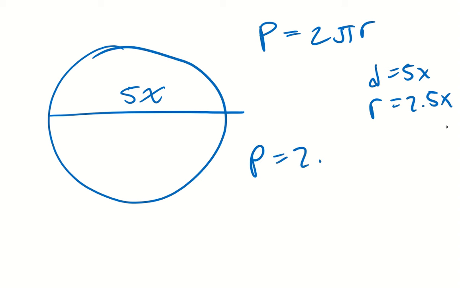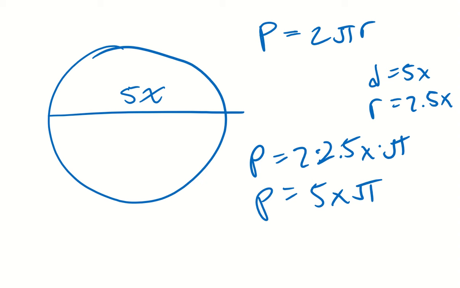So p equals 2 times 2.5x times pi, which equals 5x pi. You can put those numbers in any order.